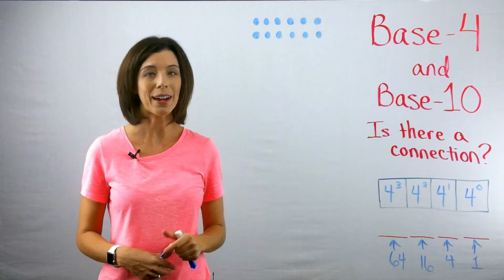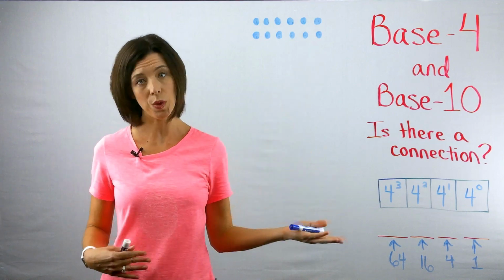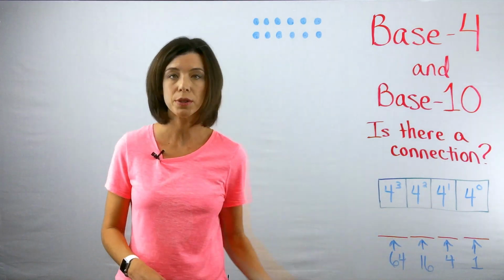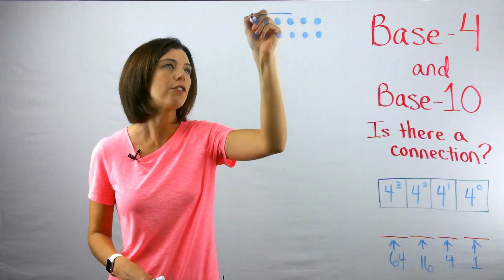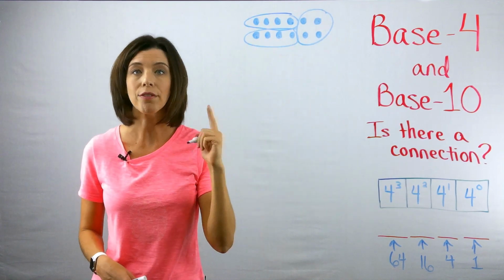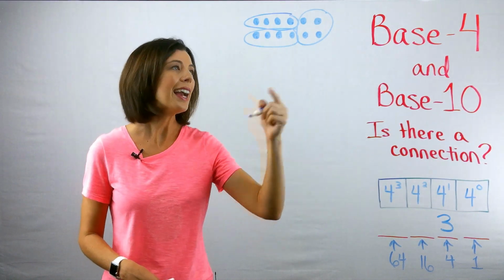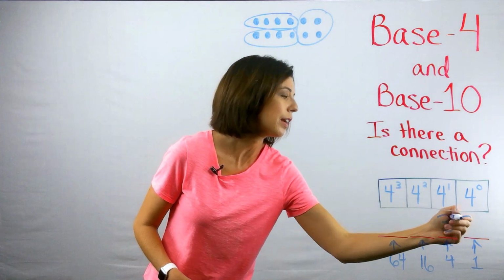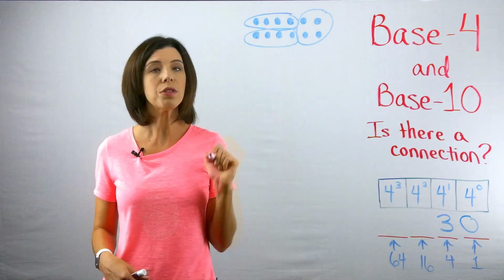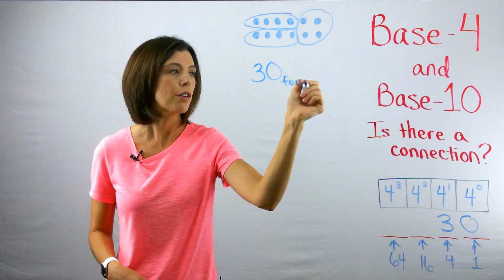Okay, so now let's go back to our dots. We need to first see, can we count by ones? We could. Can we count by groups of 4? Well, let's see. I've got 4 here, 4 here, and 4 here. So I have 3 groups of 4. I'm going to write a 3 there. I have 0 ones once I've grouped by 4s. So this number is going to be written 30 base 4.